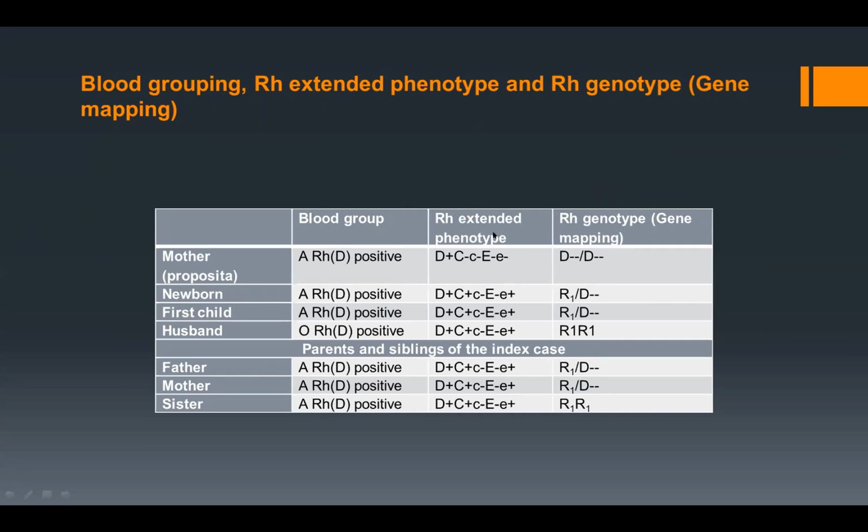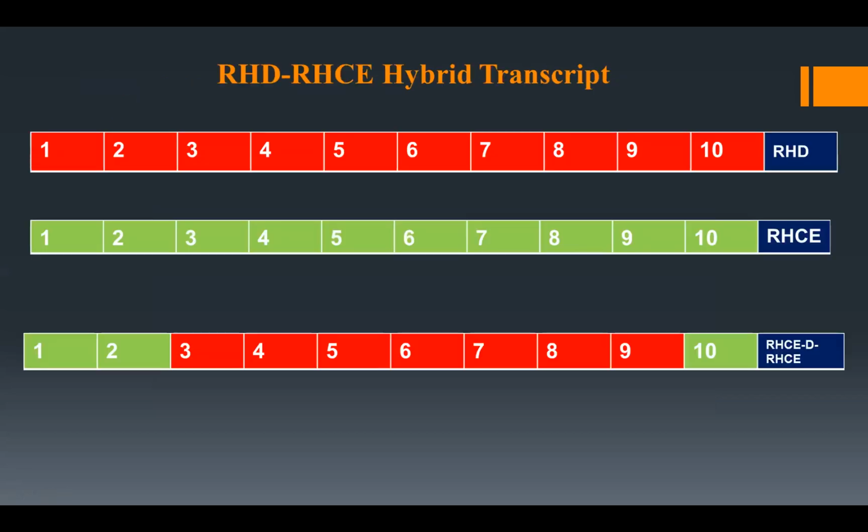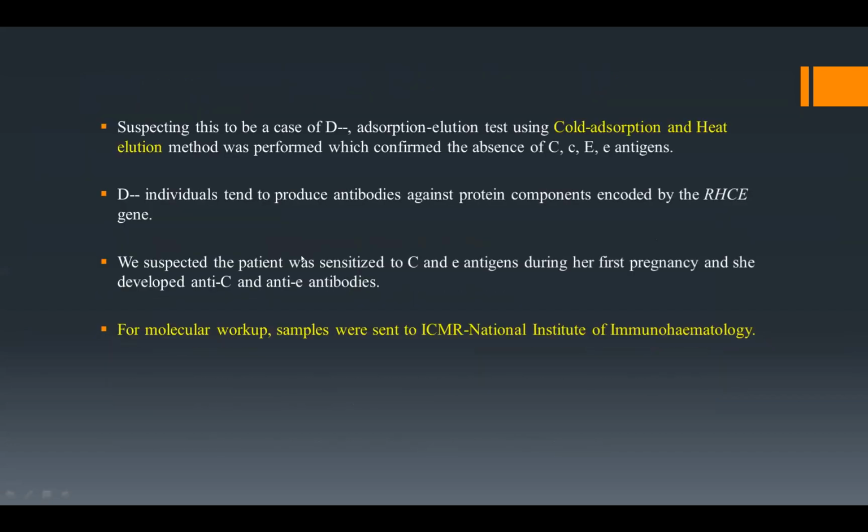Then we did Rh extended phenotyping for everybody. We could find that the husband of the lady was positive for capital C and small e antigens. Exactly like the father, both the children were positive for capital C and small e antigens. The father, mother, and sister, everybody, were also positive for capital C and small e antigens. So this is how we concluded that she might have got sensitized from the first baby at the intrauterine stage itself to these capital C and small e antigens, which led to a severe HDFN in the current pregnancy.